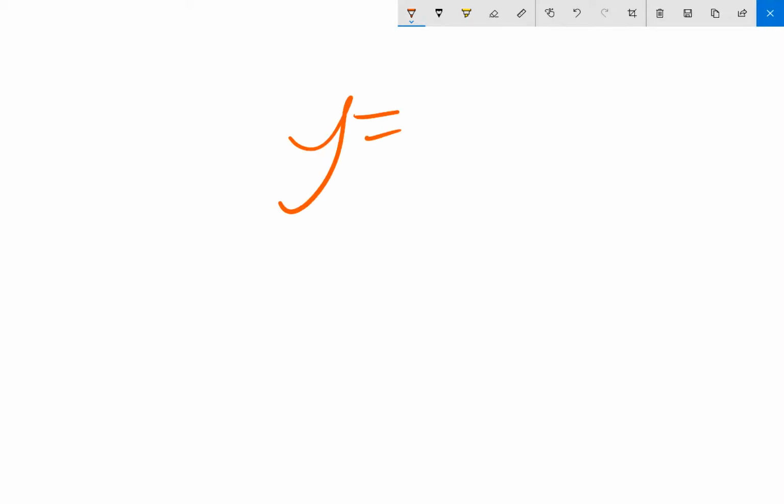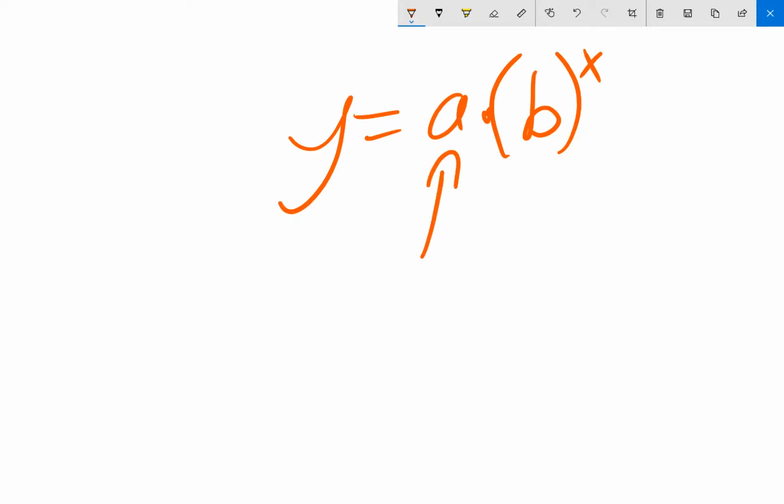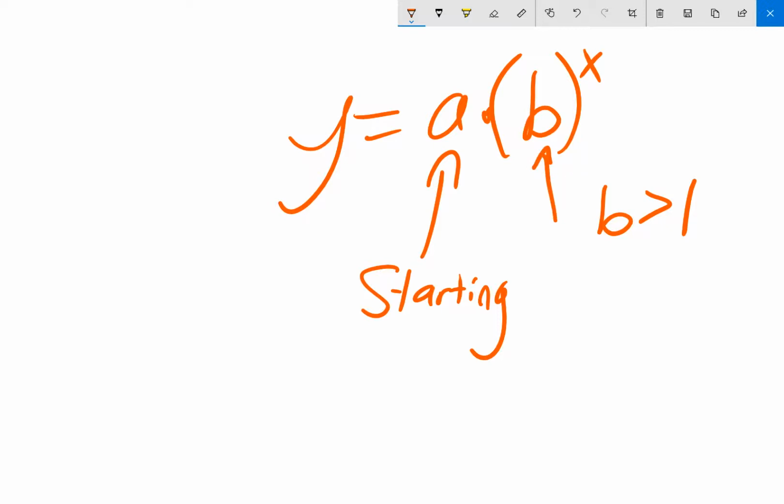So exponential equations are in this format: y equals a times b to the x power. And sometimes, or most times, b is in parentheses here. Now, a is always going to represent a starting amount, whereas b represents usually the rate of whether it's growing or decaying. If b is a number that is bigger than 1, then it is growth. If b is a number that is less than 1, it is decay.